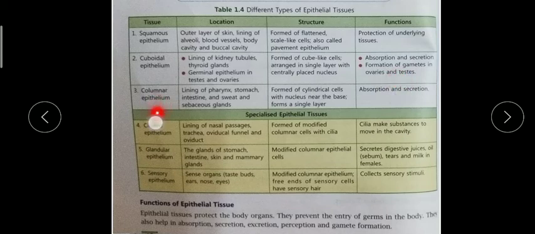Columnar, they are also tube-like and they are present in the stomach, intestine, sweat and sebaceous glands. They help in absorption and secretion.